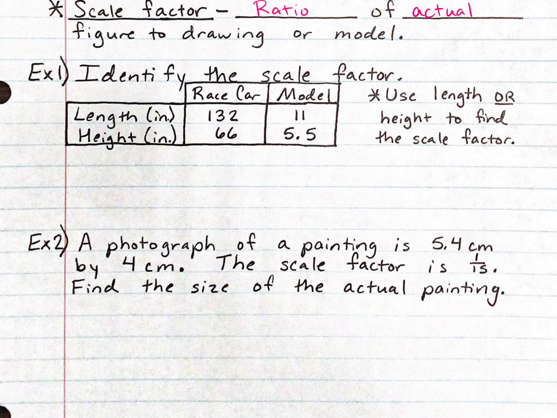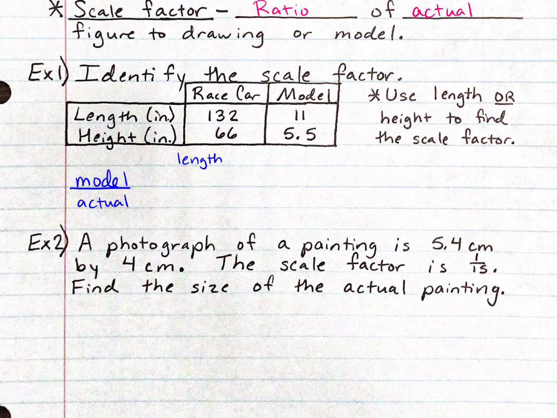Example 1, identify the scale factor. So we've got the length and height of a race car and the model car in inches. We're going to use the length or the height to find the scale factor because they're both going to have the same scale factor. So what I like to do is compare the smaller version, the model, to the actual. And we're going to just set this up in a little ratio. A ratio can be written as a fraction. So we have the model compared to the actual race car. And I'm going to use their lengths. It does not matter if I use the lengths or if I use the heights.